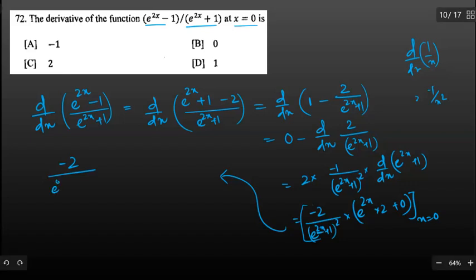So e raised to the power 0 plus 1 whole square into e raised to the power 2x, that is e raised to the power 2 into 0, that means e raised to the power 0, which gives minus 2 divided by e raised to the power 0 means 1 plus 1 whole square, that is 2 square, 4 into e raised to the power 0, that is 1 into 2, so 4 and 2 get cancelled, 2 by 2 and 2 by 2 also get cancelled, so we have only one value, that is minus 1. So the correct answer is option number A, that is minus 1.